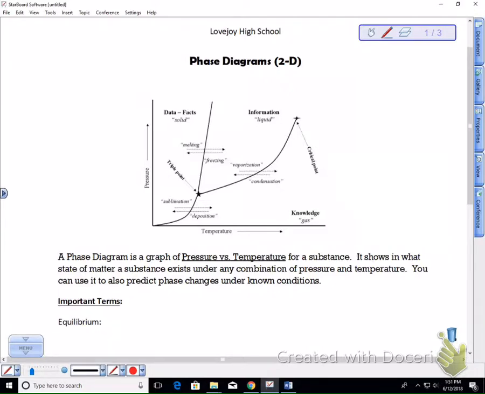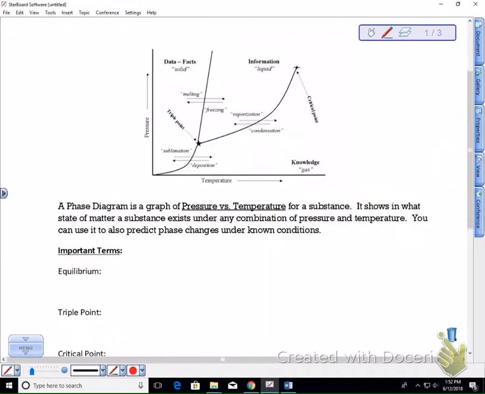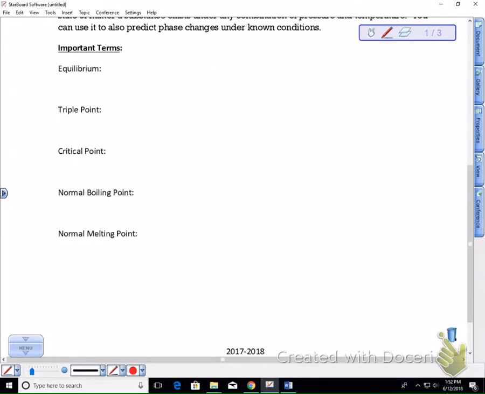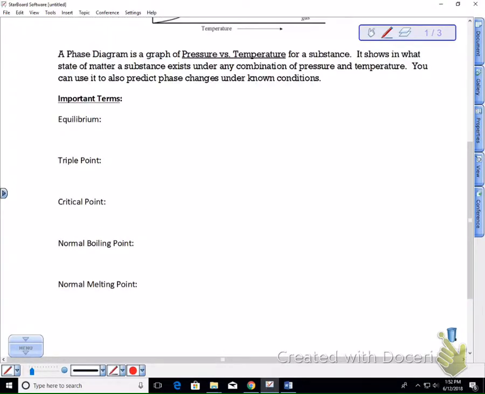So those are the 6 phase changes that we've learned way back in the beginning of pre-AP. But you can see that those phase changes don't always happen at the same temperature. Now on our lines we do have a couple of important points. And let's scroll down and fill out some vocab here, because understanding this vocab is critical to using phase diagrams for their intended purpose.